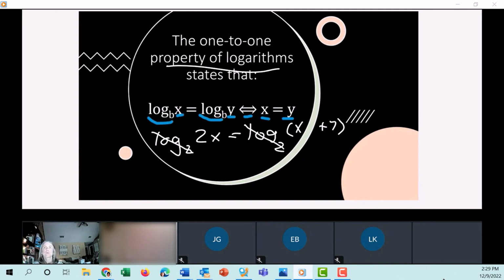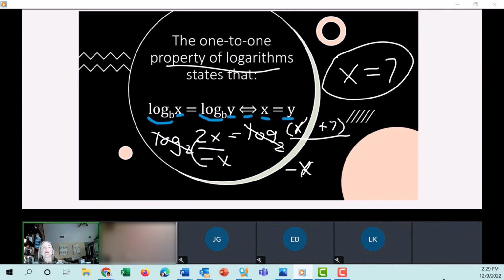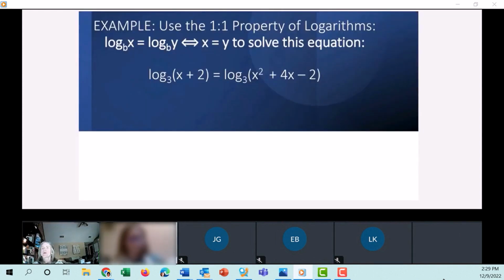Azul? There we go. 2x equals x plus 7. So if I subtract x from both sides, then I have 2x minus 1x is x, and then subtract x from this side, x is equal to 7. That's how the property of logarithms helps us. Any questions there? Come on, let's be engaged here. Don't make me do this by myself.